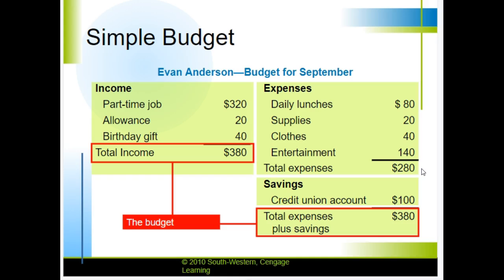Evan also is smart enough to say that he is going to put $100 away, which is what he has left, in a credit union account for savings. So with all of the things he pays for in September and the rest of the money he's putting away in a savings account, his income and his outgoing money is completely equal, which means his budget is balanced.